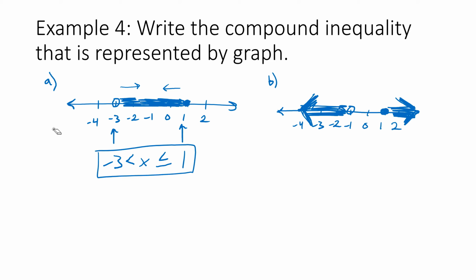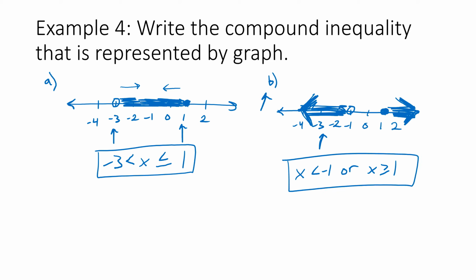For letter B now, I have an or situation, so let's just write the word or in the middle. And you can kind of just think about these two arrows separately. Down in the left-hand arrow, it looks like x is less than -1 because the arrow is going to the left. And I chose less than, not less than or equal to because of the open dot. On the right, I have x greater than or equal to 1 because, well, it's going to the right, so I chose greater than. I chose the equal to because of the closed dot.